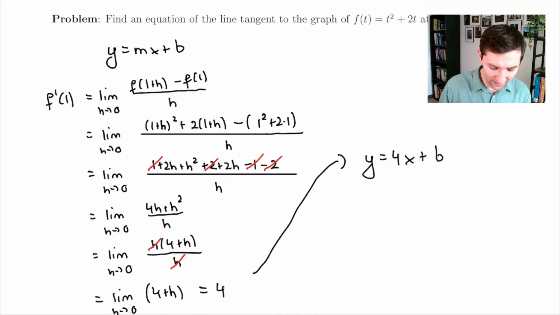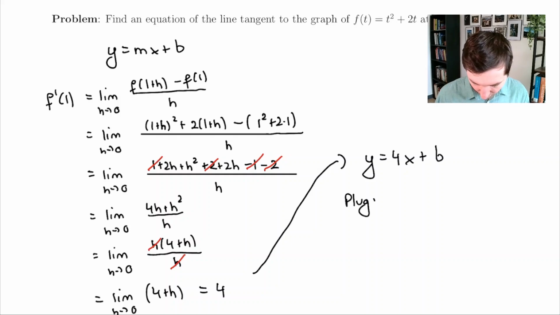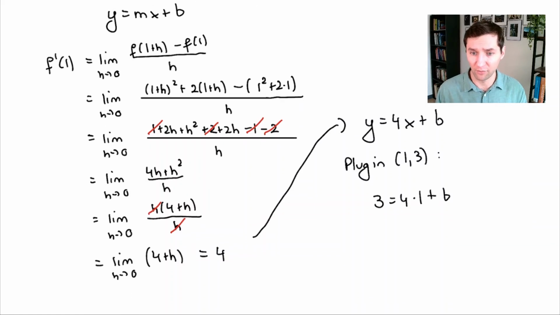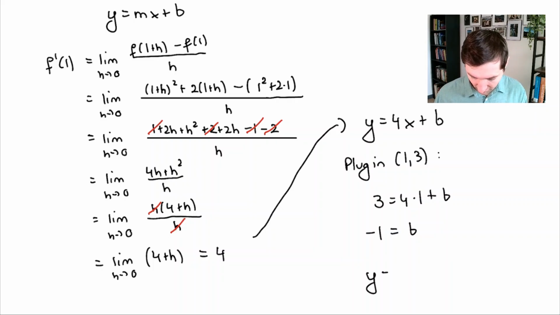I will plug that point in to this equation. So I plug in the point of tangency (1, 3), and I get 3 equals 4 times 1 plus b. 4 times 1 is 4. I subtract 4 from both sides and I get negative 1 equals b, which means that the formula for the tangent line is y equal to 4x minus 1.